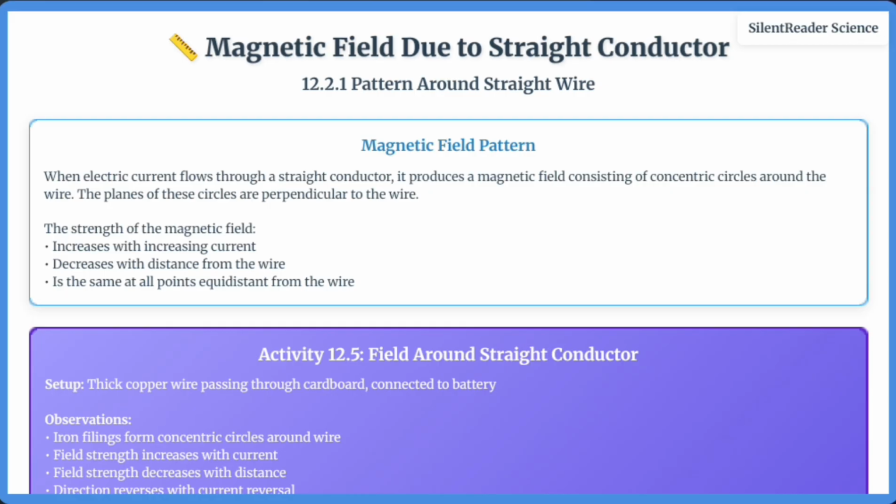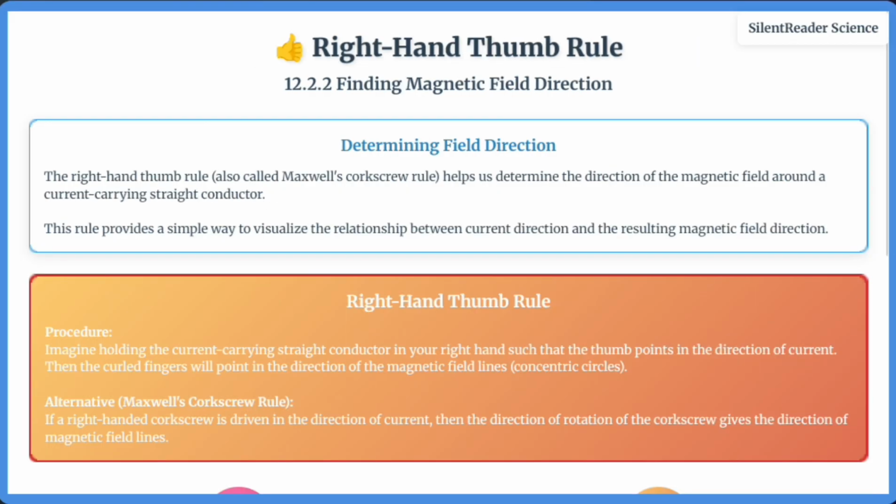The magnetic field strength is directly proportional to the current. Double the current means double the magnetic field strength. It's inversely proportional to the distance from the wire. Double the distance means the magnetic field strength halves. The complete relationship is B proportional to I divided by R.